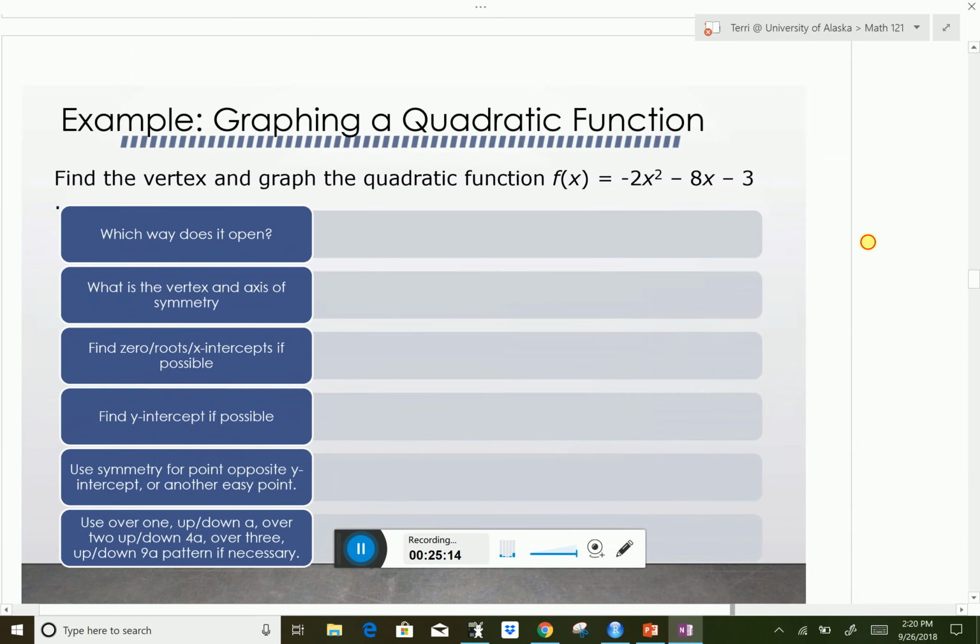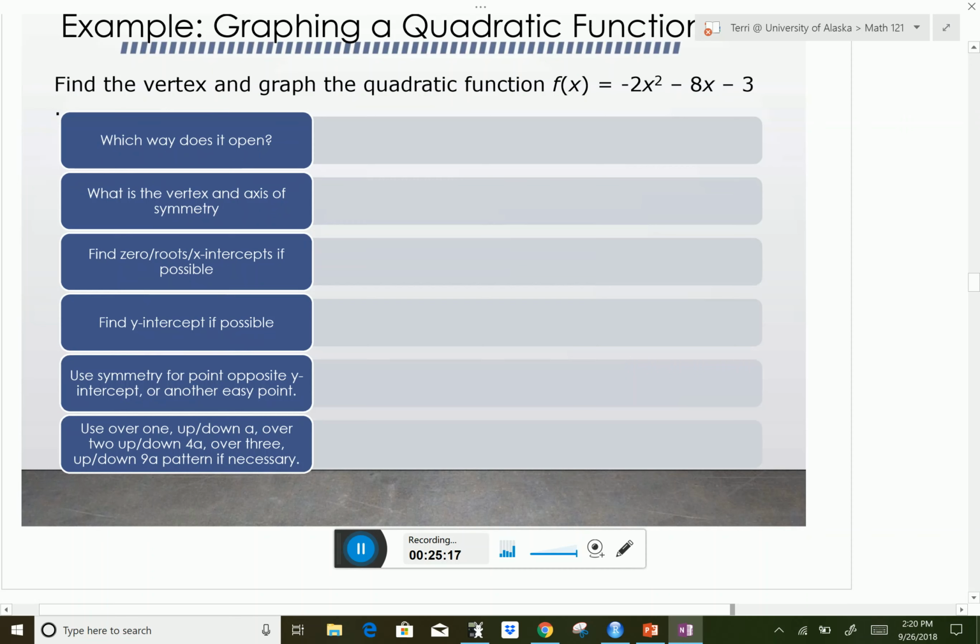Okay, so let's try another one. Okay, which way does this one open? Down. So this is A, this is B, this is C, which is also the y-intercept. We'll get to that in a second. Okay. What is the vertex and the axis of symmetry? So negative b over 2a is negative 8 over 2 times negative 2. Okay, so these negatives will cancel. And I have negative 8 over 4, which is negative 2.